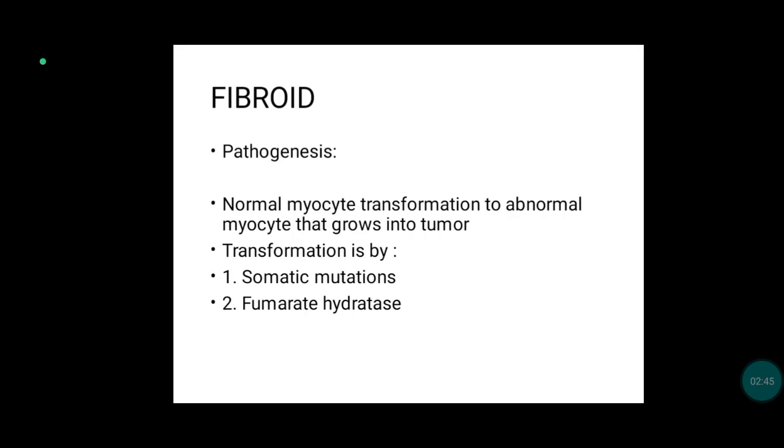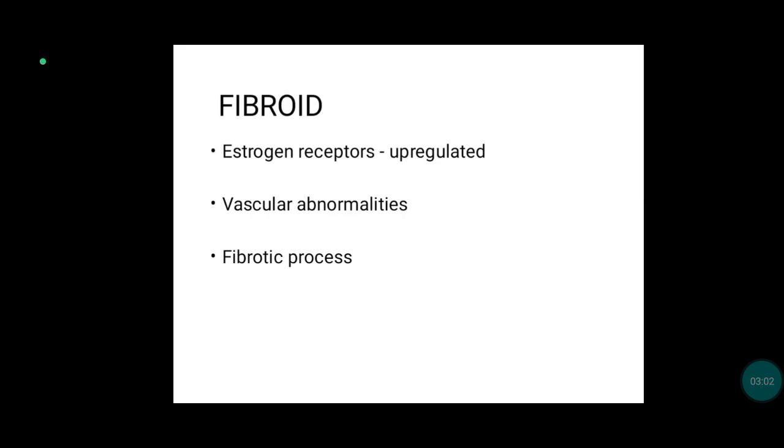So the other factors which help in pathogenesis of fibroid are upregulation of estrogen receptors, aromatase receptors, and progesterone receptors, and progesterone will inhibit the apoptosis. The vascular abnormality that helps in formation of fibroid will be increase in angiogenic growth factors, and the fibrotic process that helps in formation of fibroid will be upregulation of collagen.